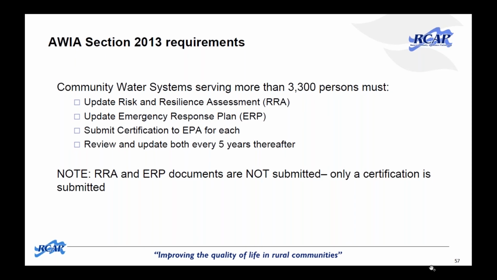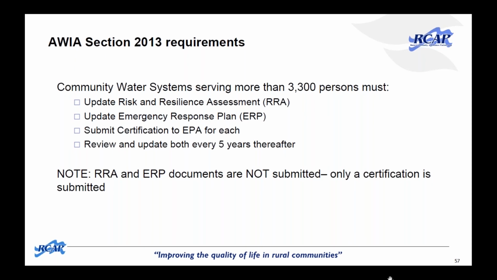Some of the information that our national office wanted me to share with you is talking about the AWIA requirements. And Lauren's pretty much covered that for us already, did a great job with her presentation. But for systems serving more than 3,300 persons, you have to update your risk and resilience assessment, update your ERP, and submit that to EPA, of course, just the certification, not the actual emergency response plan, not the actual assessment, but only a certification that you've completed those. We need to make sure our systems understand that. And then review and update both of those every 5 years, per EPA's requirement. And once again, only the certification is required, not the submission of those documents, because those are sensitive documents.